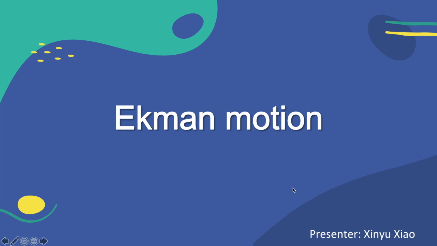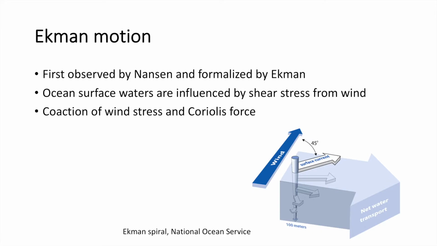Hi everyone, in this video I'm going to talk about Ekman Motion. Ekman Motion was first observed by Nansen on his Arctic expedition during the 1890s. He observed that the ice drift appeared to occur at an angle to the prevailing wind direction. This phenomenon was investigated by Ekman, who formalized it as the Ekman Motion theory.